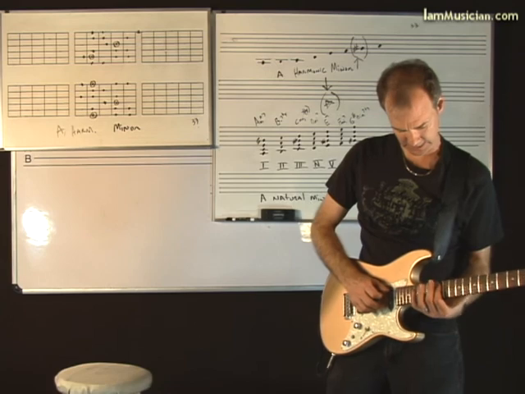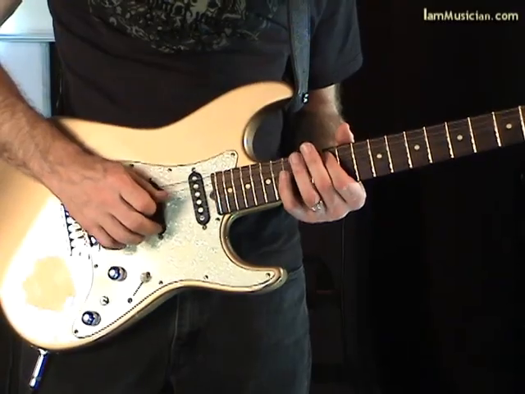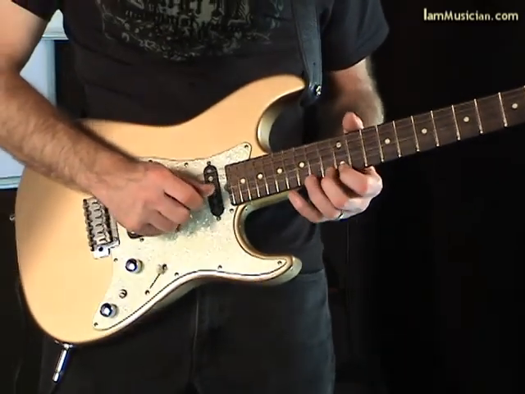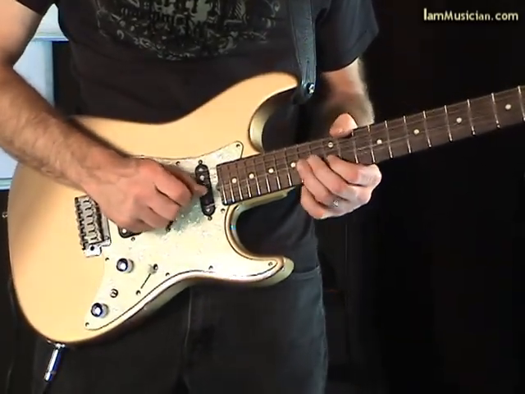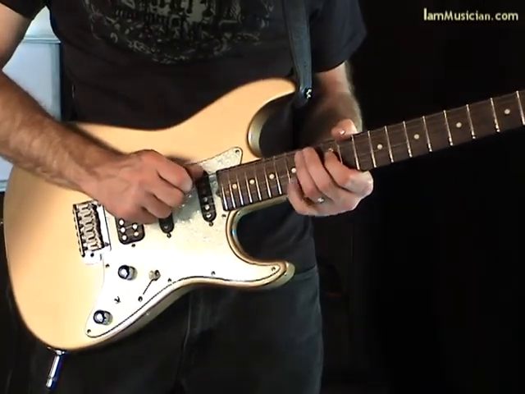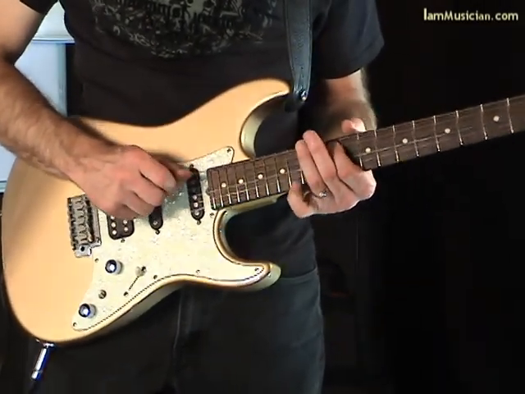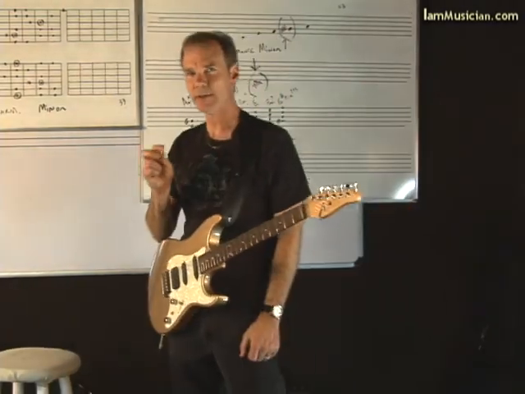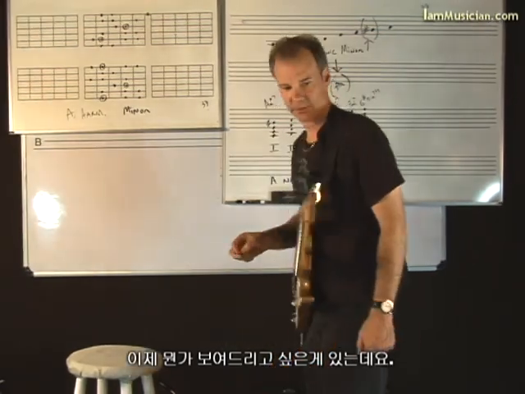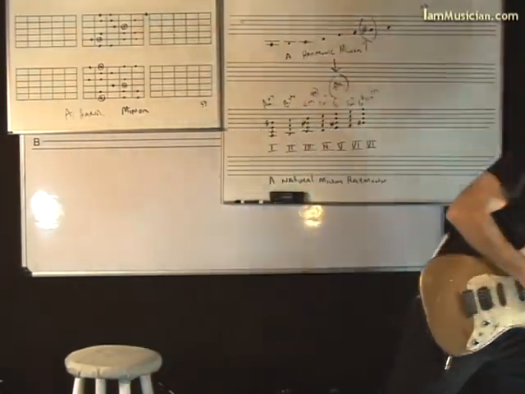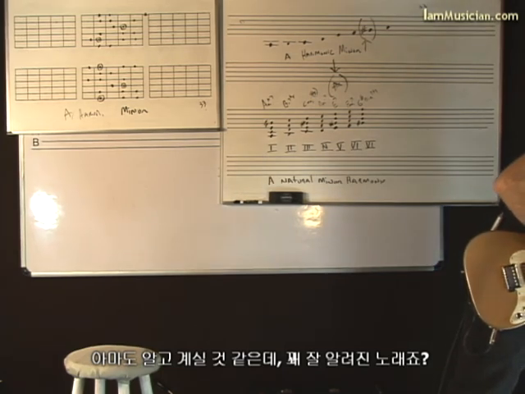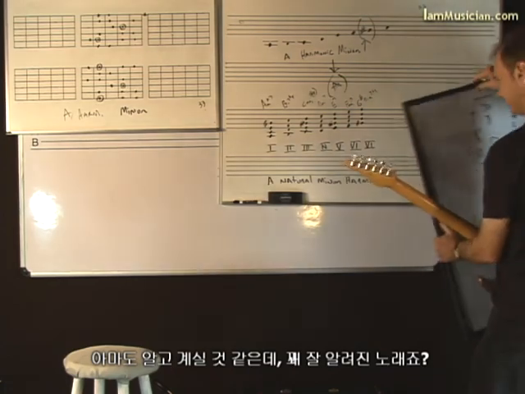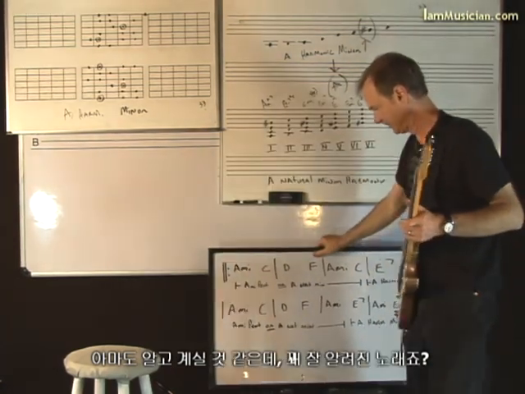Here's the other one. Let's try this together. 3, 4 from the root. Okay, so 2 different positions of that. Now, here's what I want to show you now. Now that we've got this great scale, I'm going to let you listen to how great it sounds against this progression right here.